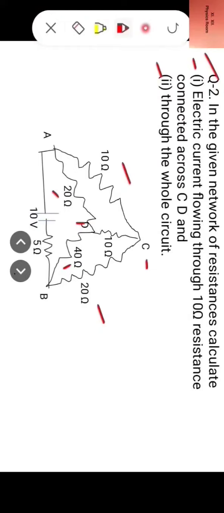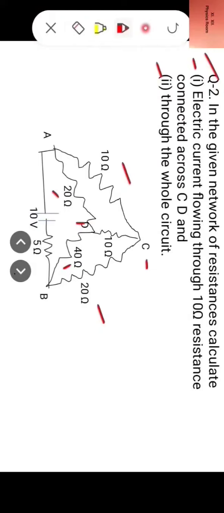It means 10 and 20 ohm are in series and 20 and 40 ohm are in series. It means one branch has 30 ohm resistance, 10 plus 20 equal to 30. The other branch has 20 plus 40 equal to 60. So 60 and 30 are connected in parallel. It means 30 into 60 divided by 30 plus 60 comes out to be 20 ohm.